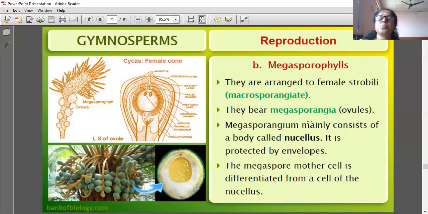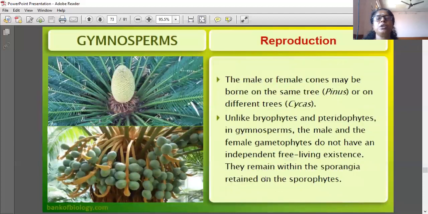Megasporangia mainly consist of a body called the nucellus. In this diagram, this is the nucellus, and it is protected by envelopes called integuments. The megaspore mother cell is differentiated from a cell of the nucellus.